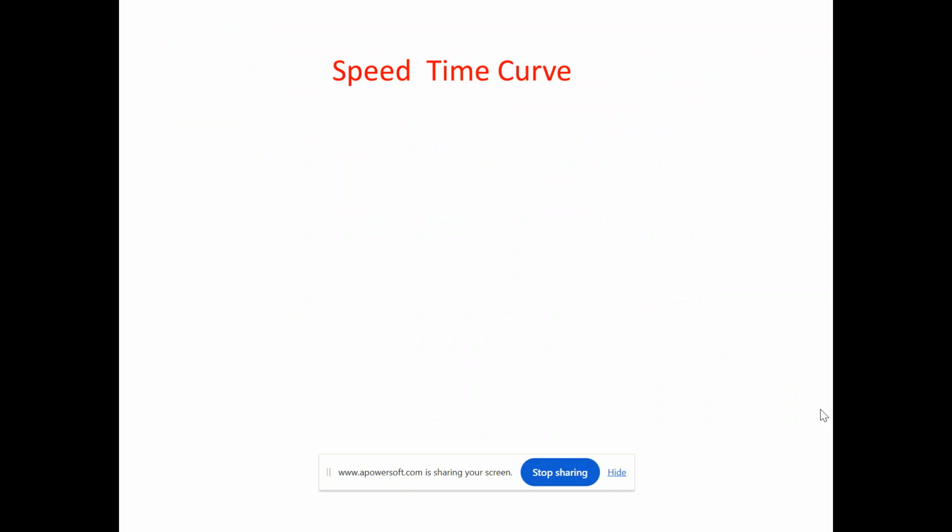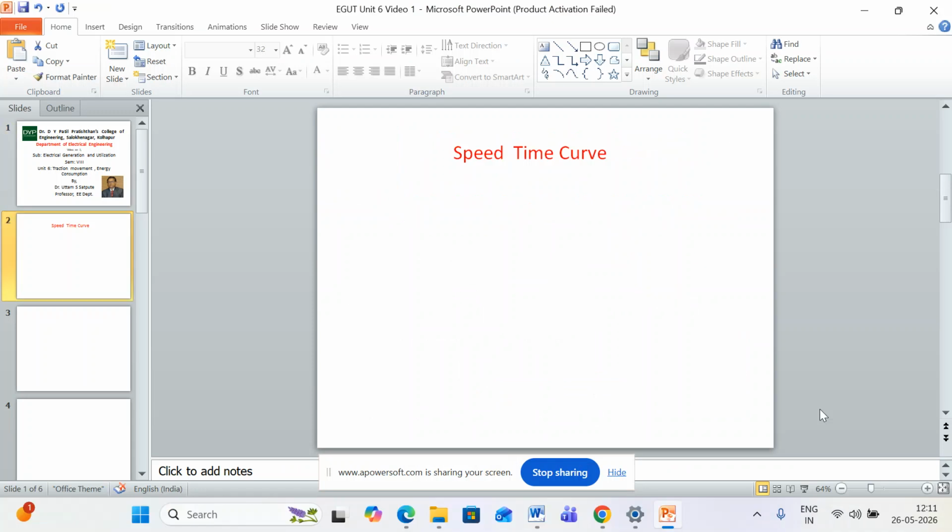So, if you understand the speed time curve, we can understand the distance covered by the train, the energy consumption, and the dynamics of the train, and also we can find the rating of the machine, motor, etc. So, let us first understand the speed time curve in this video.